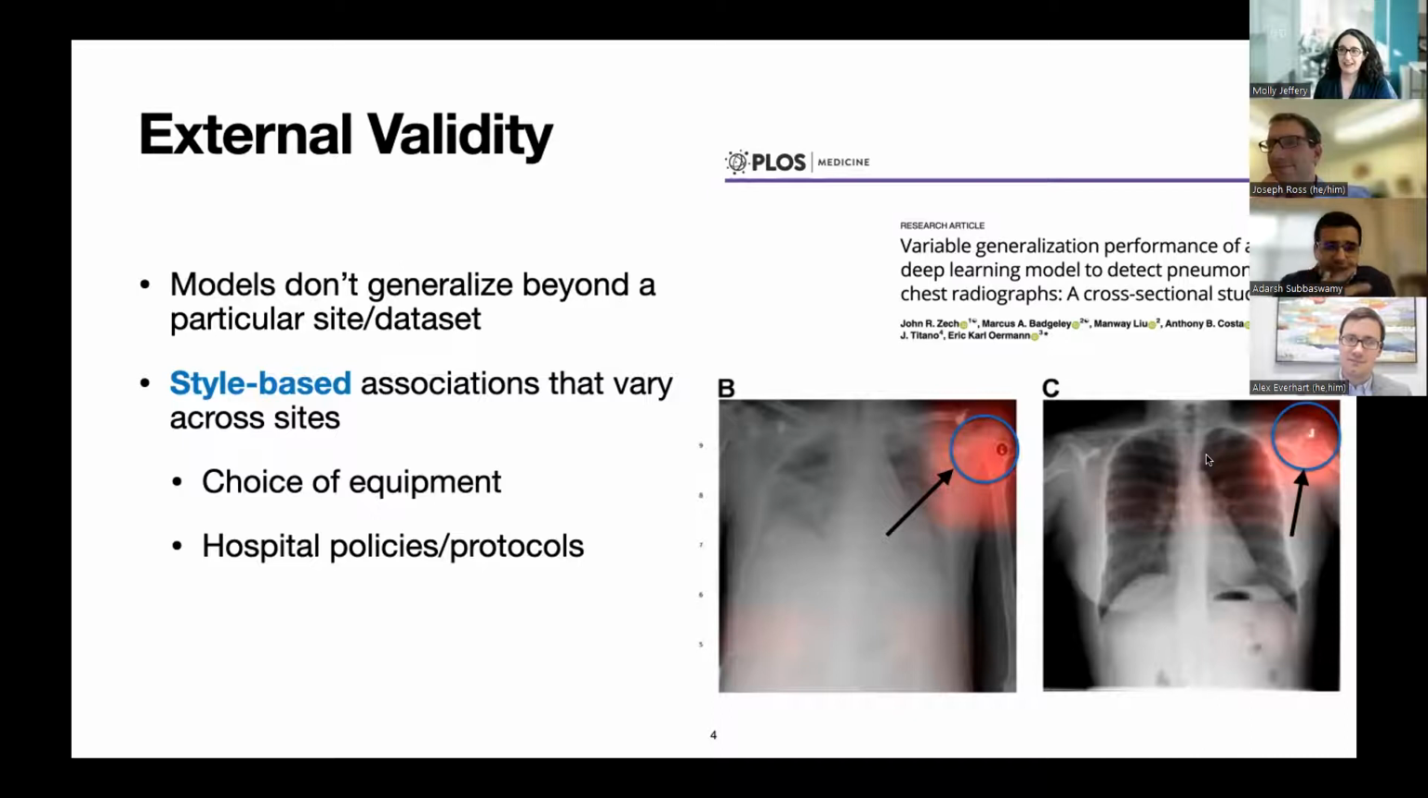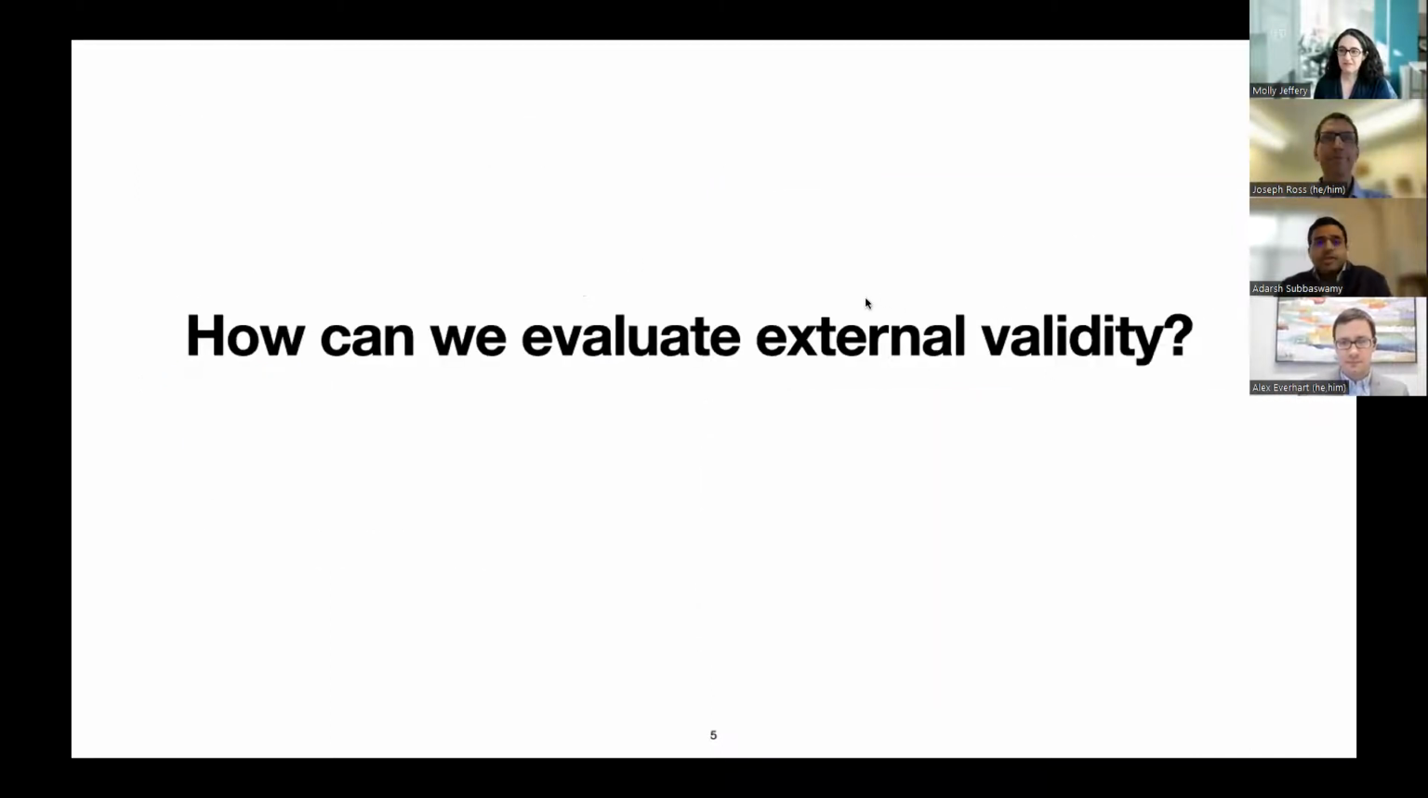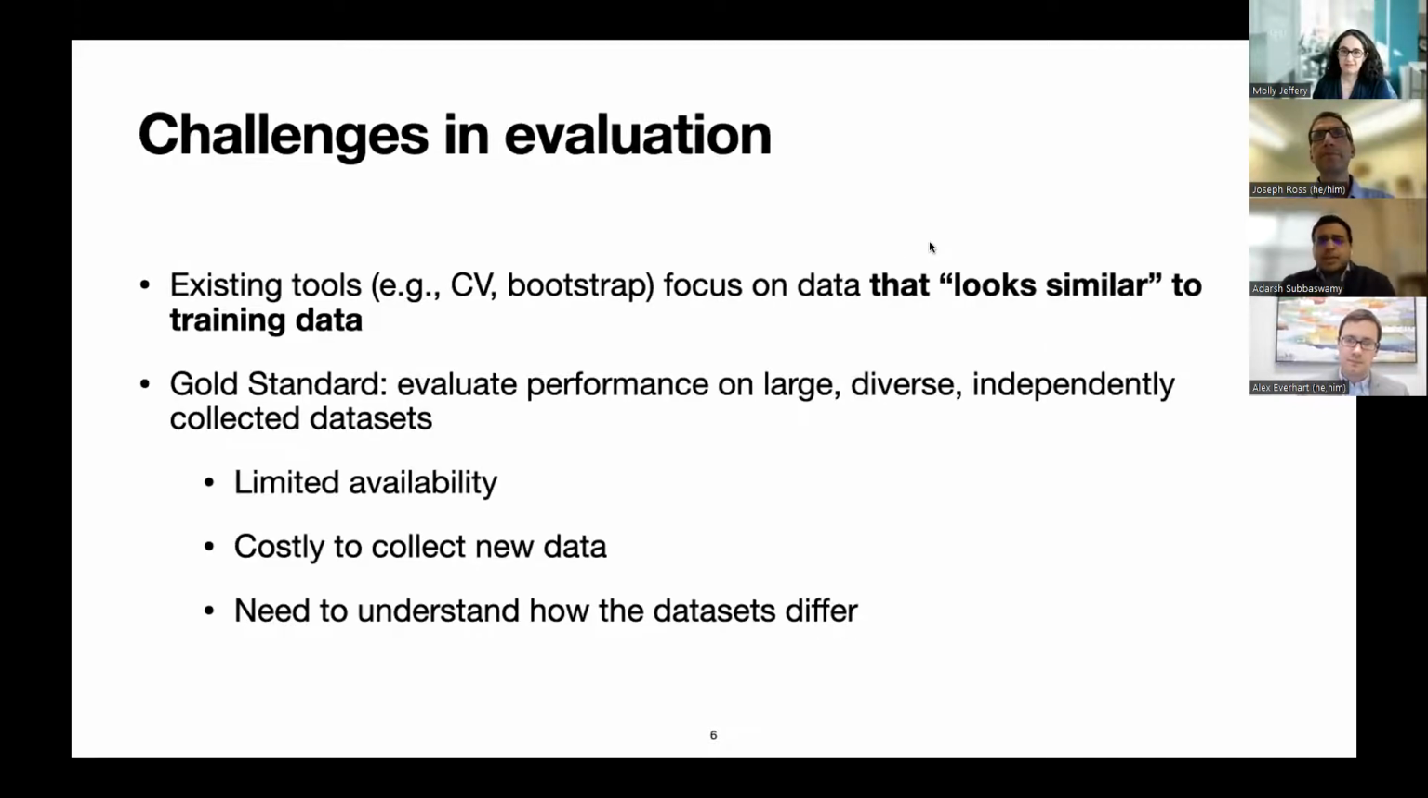And so this is indicative of this general problem of a model can look good when you validate it on a given data set, but then that performance fails to hold under these kinds of changes. So the question then is, how can we evaluate external validity? And this evaluation question is really what our project has centered around. But there's a number of challenges in evaluating external validity.